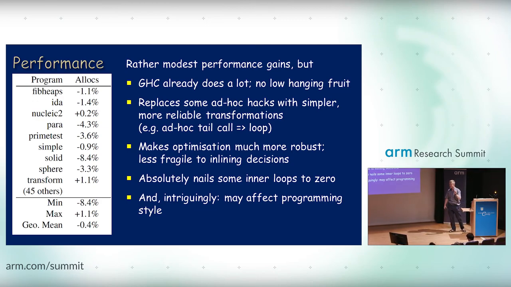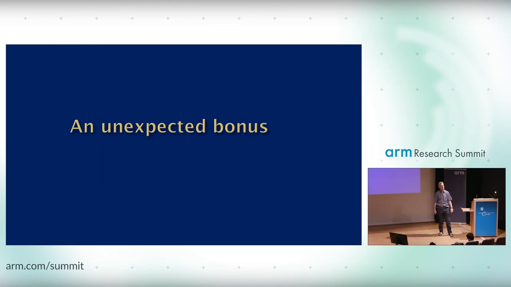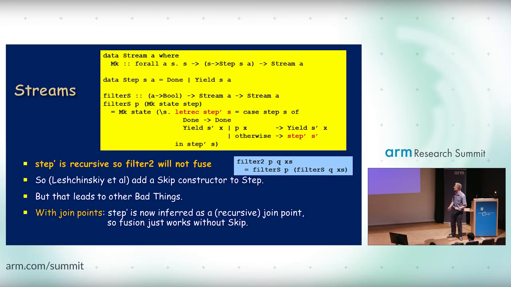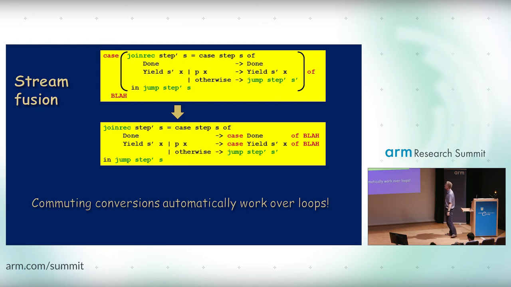But it may affect programming style. So my last little piece is just to show you very briefly an unexpected bonus that came out of the clear blue sky. And I'm going to just skip to this slide to show it to you. Here is a recursive loop, right? One of these join rec things. It's a little loop, and it runs around and around and does something. And the result of the loop is consumed by something.